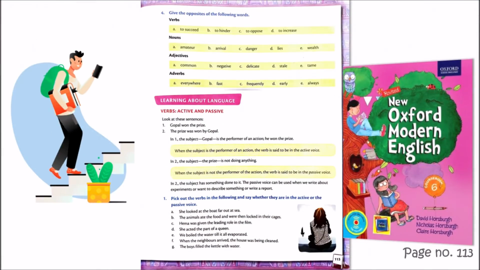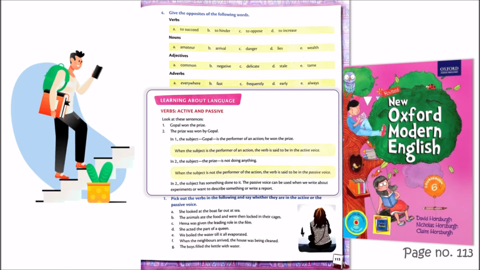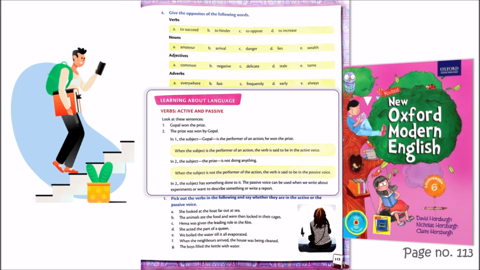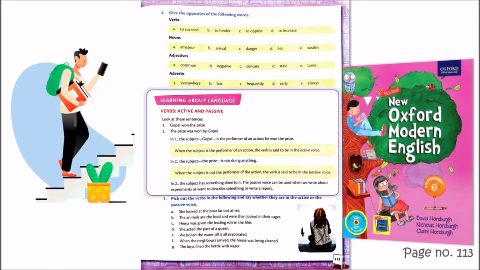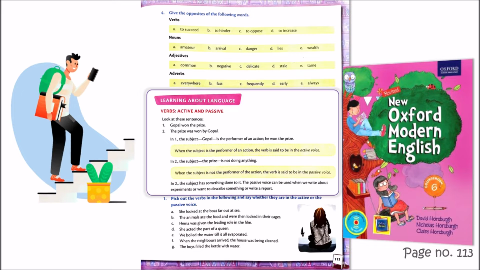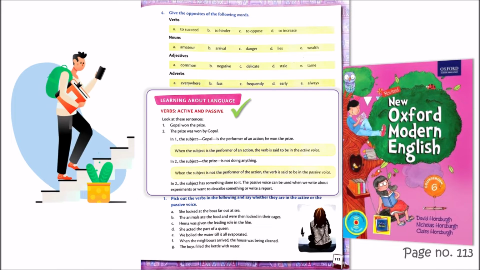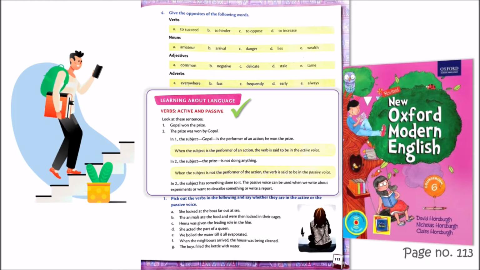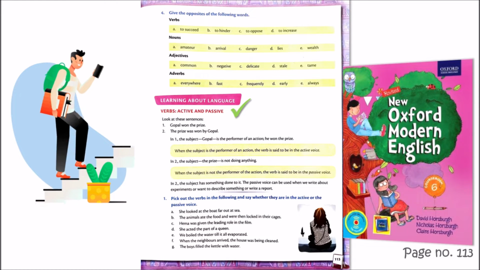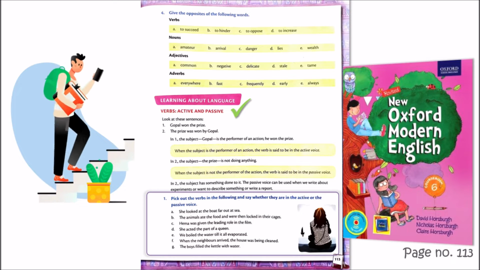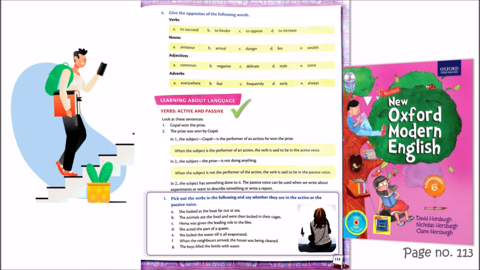From our new Oxford Modern English course book, on page number 113, we have a column Learning about Language. From this column, we have already talked about verb, active and passive. Today, we will solve the exercise. Okay? So, let's work out.